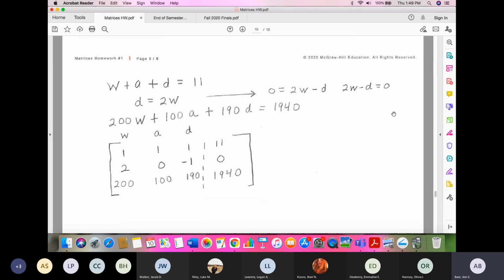And then you just put them in. You put the coefficients in. So now we're going to have a W, an A, and a D column instead of X, Y, Z. And you just put everything in.